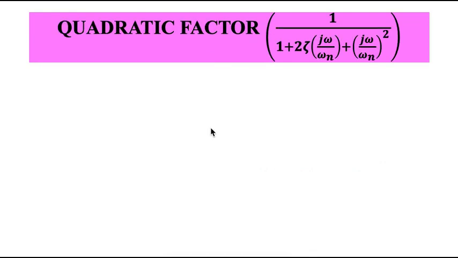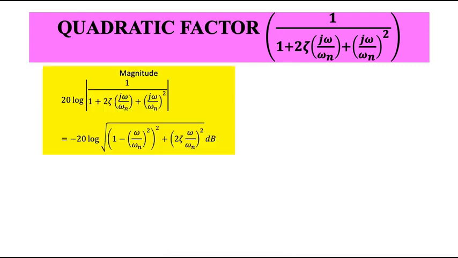We will say that the quadratic factor is in the form 1 by 1 plus 2 zeta j omega by omega n plus j omega by omega n whole square. Again, I will just do it first for the pole, and the zero is just a mirror image. So how does the magnitude look? I'm again looking at 20 log of this entire thing.